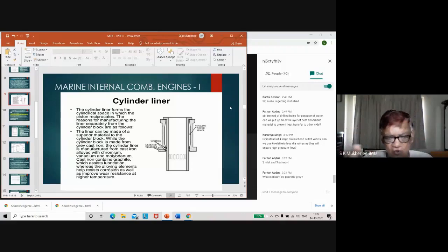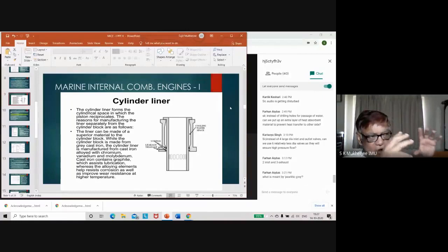Let me tell you. The cylinder block function is not so demanding as much as the cylinder liner. So the cylinder block can be of a less costly cast iron material. So that is why the cylinder block is made from gray cast iron, ordinary cast iron, because its function is only to hold the cylinder liner in place and take some amount of compressive load. And cast iron by itself is capable of taking a lot of compressive load, any cast iron. Okay. And the other function of that entablature or the jacket is to make a space between the liner and the jacket to allow cooling water to flow through.